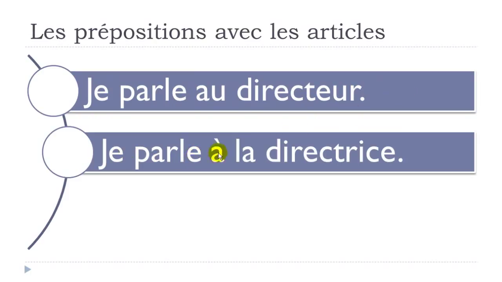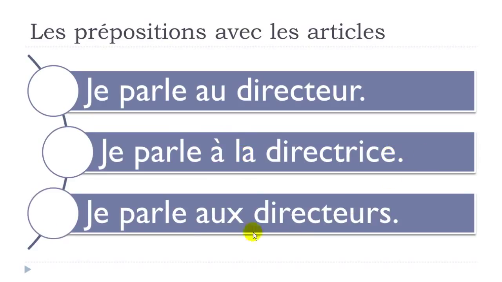Let's see the feminine form. Je parle à la directrice, okay, directrice, director, but the feminine form, okay. Je parle à la directrice. So here you can see that, well, nothing happens, so you still have your preposition à, and then you've got your article here, okay. So nothing changes when you get the feminine form.